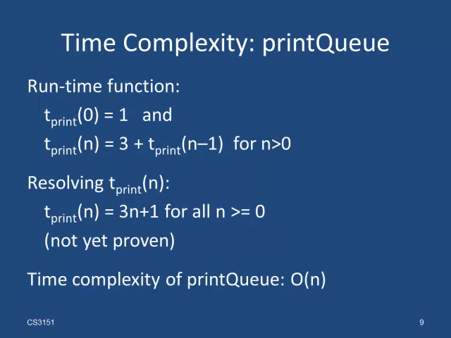Okay, let's put everything together. We can extract a recurrence relation for the runtime function of print q. Resolving the function results in the function tprint of n is equal to 3n plus 1. This function is linear, so the time complexity of print q is O of n. We will later use mathematical induction to prove that the resolvent we extracted from the recurrence relation is indeed correct.